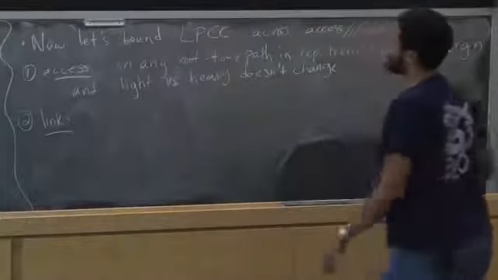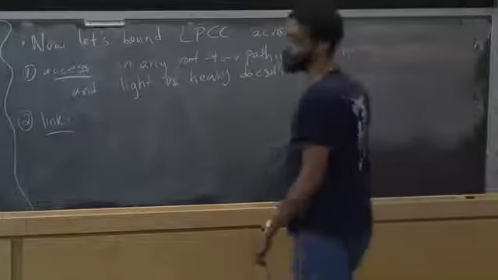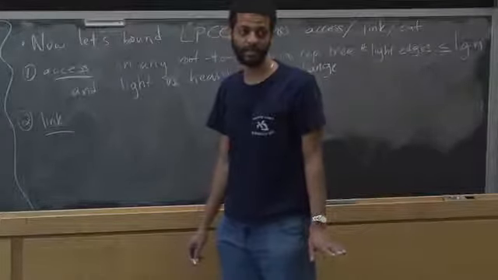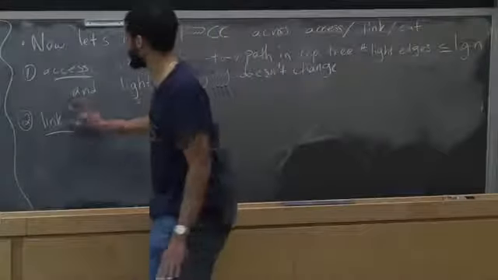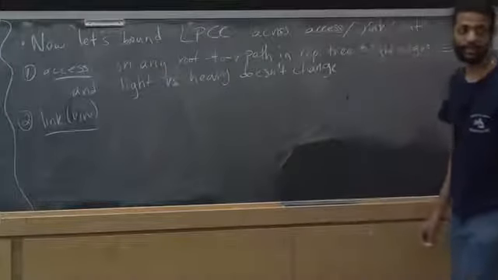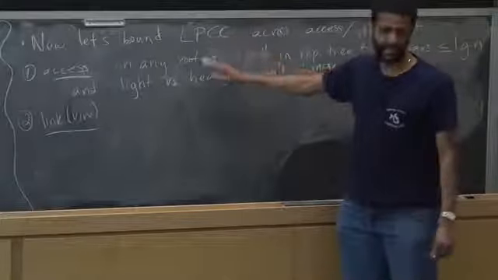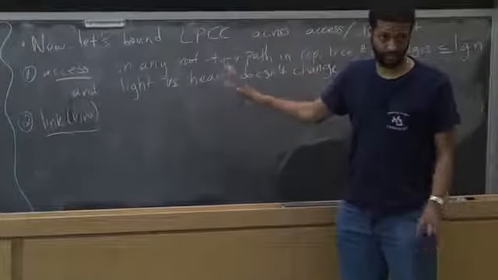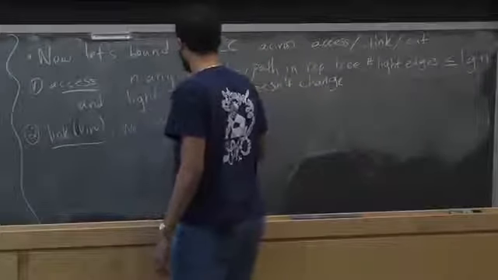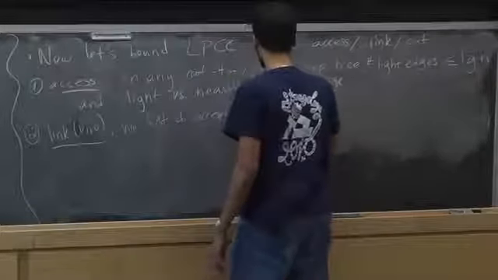Okay. So what does link do? The first thing link does is it does two accesses, right? So let's say link on VW. It does access on V and access on W, right? So the LPCCs for the accesses are already covered by item 1 here. So we first do access V and access W.